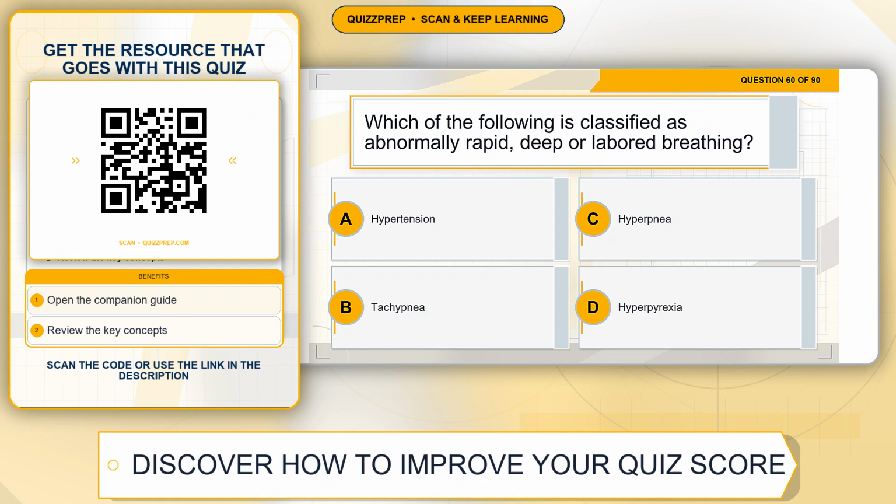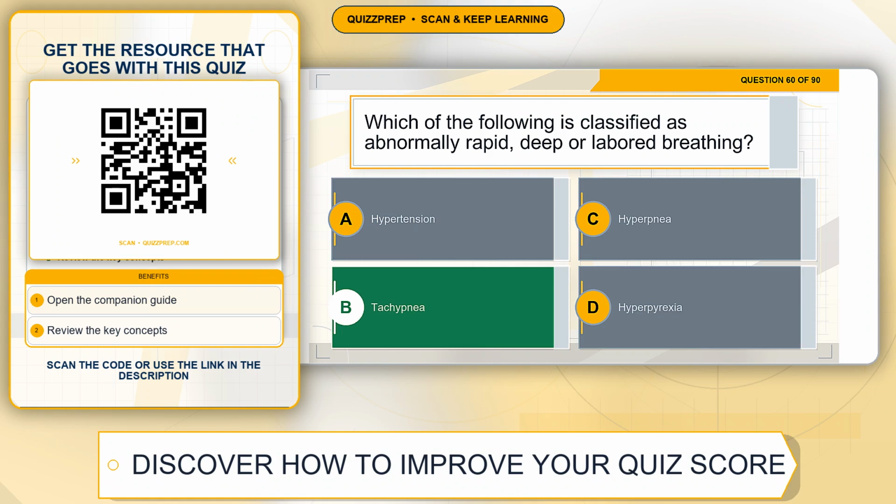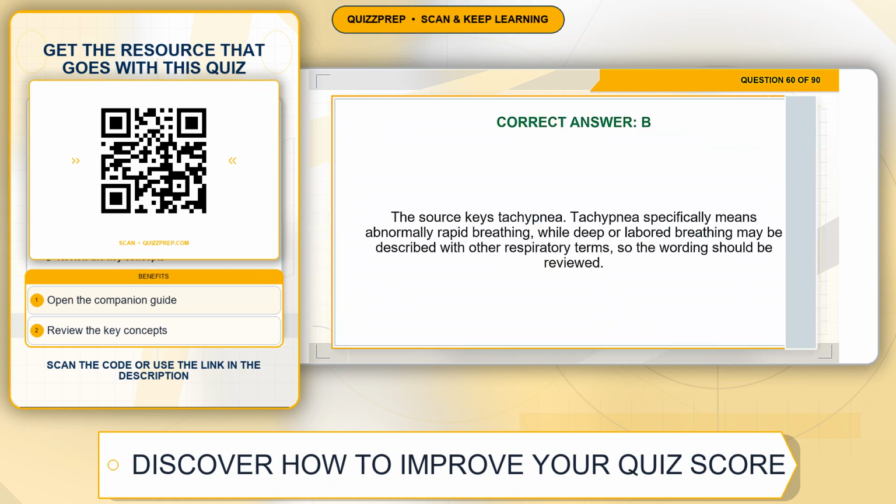Question 60. Which of the following is classified as abnormally rapid, deep, or labored breathing? Option A, hypertension. Option B, tachypnea. Option C, hyperpnea. Option D, hyperpyrexia. The correct answer is option B, tachypnea. Explanation. The source keys tachypnea. Tachypnea specifically means abnormally rapid breathing, while deep or labored breathing may be described with other respiratory terms, so the wording should be reviewed.